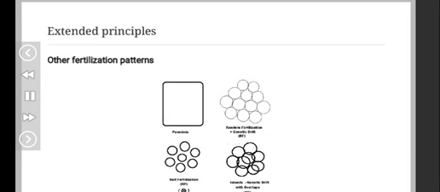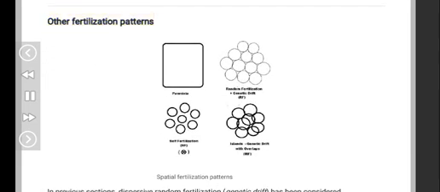Extended principles. Other fertilization patterns. Spatial fertilization patterns.